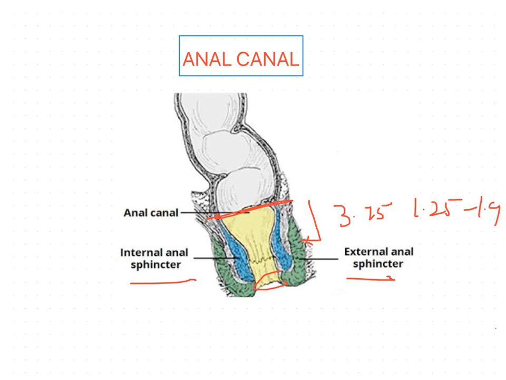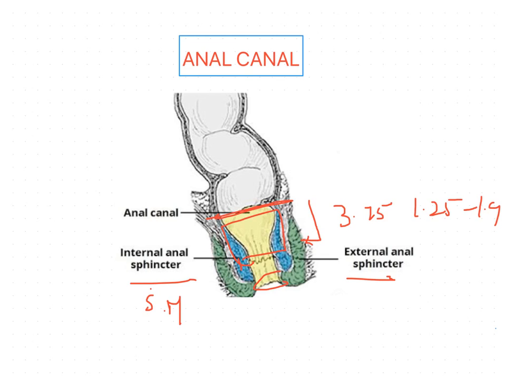The internal anal sphincter surrounds the upper 2/3 of the anal canal. It is formed from a thickening of involuntary circular smooth muscle.